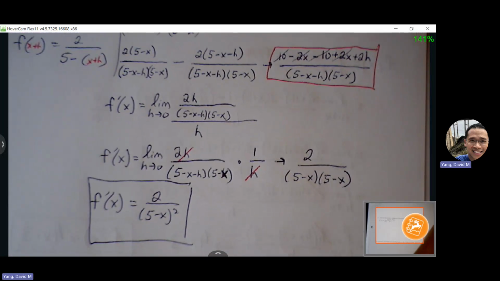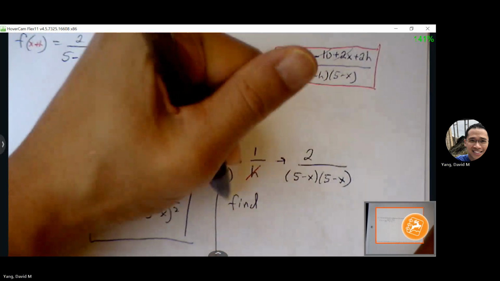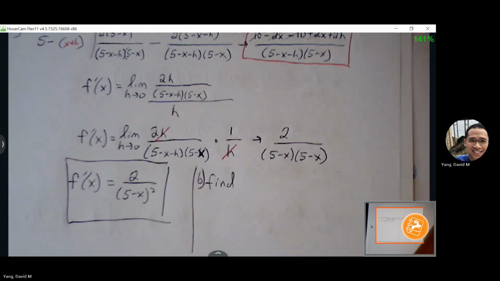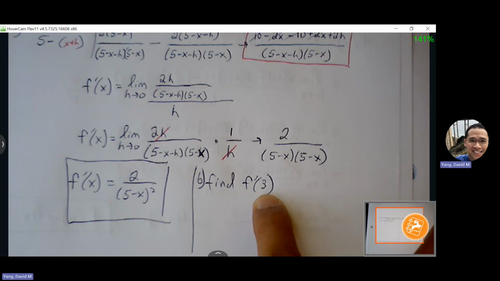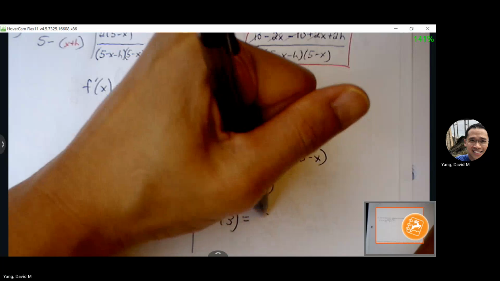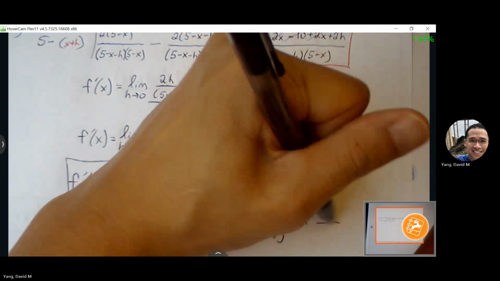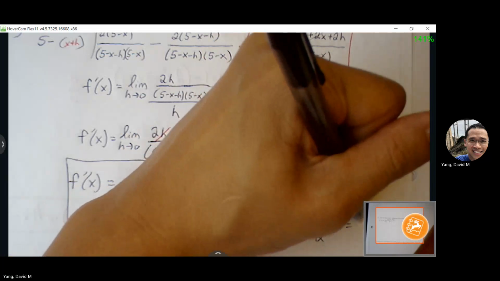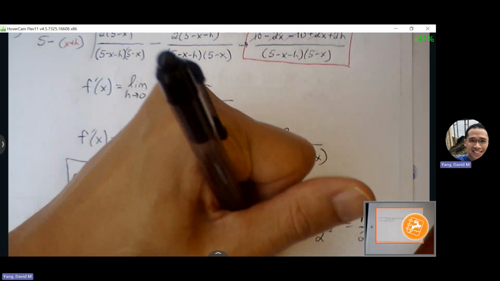Now there's a second part to this problem. It says find what? Find f prime of 3. So it's asking, what is the slope of the original graph at 3? And now that we have a slope formula, we can just plug in and find the steepness of that original curve at this point. Two over 4 is 1/2. So at 3, the curve is going to experience a steepness of 1/2.